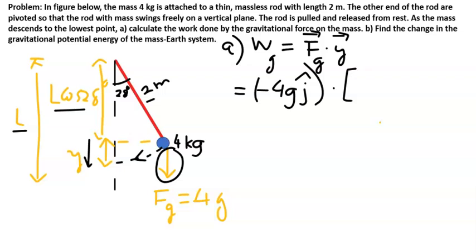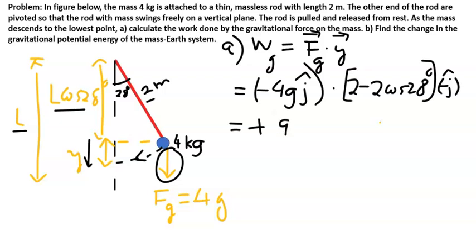Now we know what L is. L is 2. 2 minus 2 cosine 28 degrees in the direction of minus j hat. And the answer is plus 9.2 joules. Note, minus j hat dotted into minus j hat is 1, and the rest will give you 9.2.